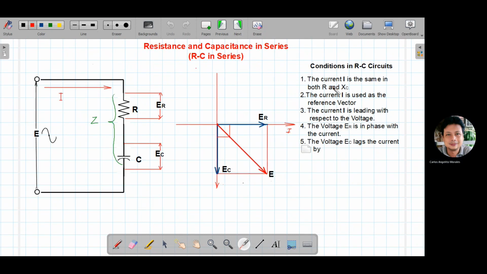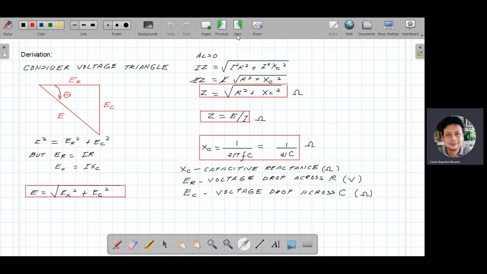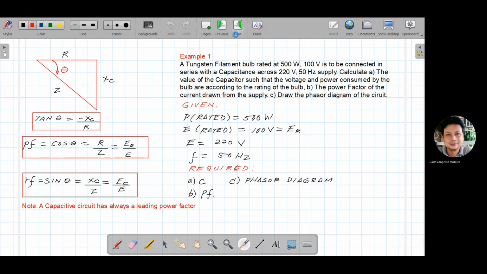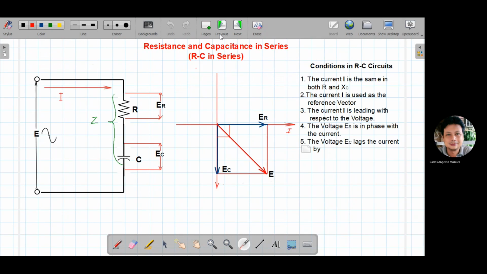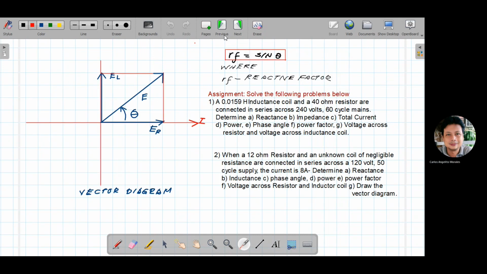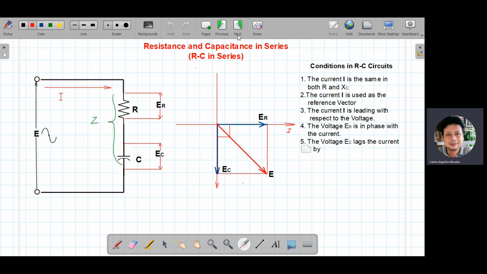And then ito yung susunod na topic natin, no? Resistance and capacitance in series. Tapos magdi-derive ako dito, no? Bale, tapusin ko na, tuloy ko na rin para dire-diretso tayo. So, resistance and capacitance in series, RC. So, wait lang ha.